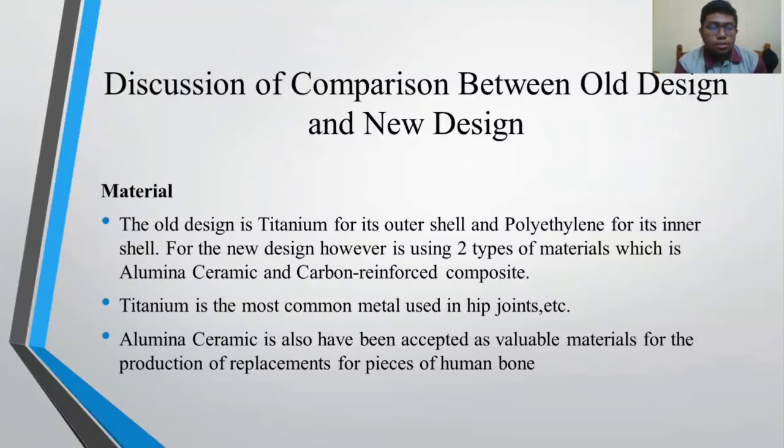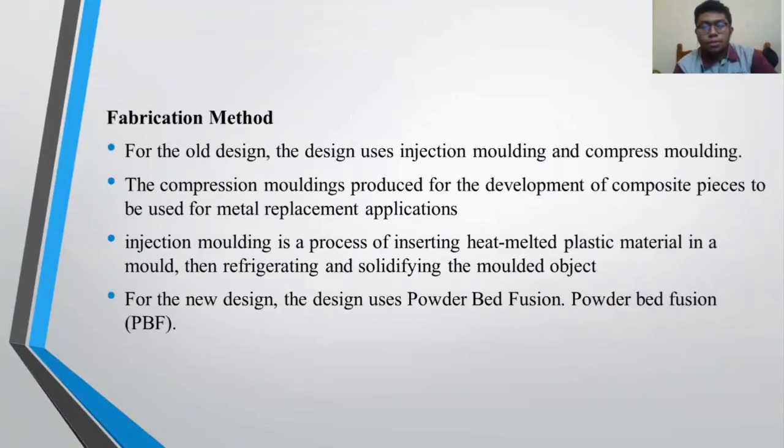The old design uses titanium, which is the most common metal. For the new design, alumina ceramic has also been accepted as a valuable material for the production of replacement pieces of human bone. For the fabrication method, the old design uses conventional methods such as injection molding and compression molding. Compression molding is used for the development of composite pieces for metal replacement applications. Injection molding is a process of inserting heat-acted plastic material in a mold, then refrigerating and solidifying the molded object.